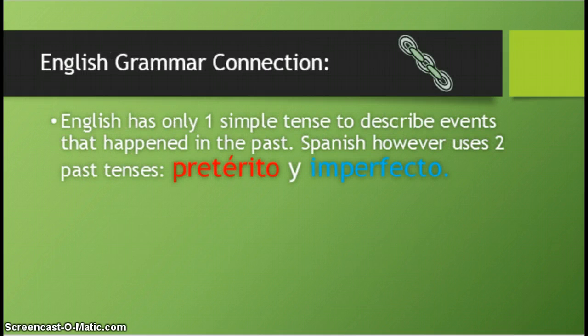English grammar connection. In English, we only have one simple tense to describe events that happened in the past. Spanish, however, uses two. Pretérito y imperfecto. So make sure you're doing that ola, that wave action. Those are our two actions to help us.